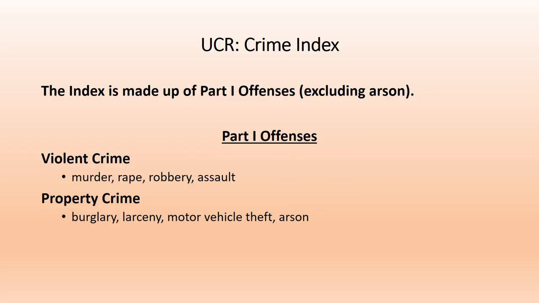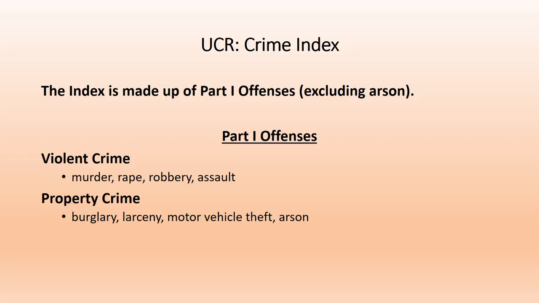UCR is made up of Part 1 offenses. This was true until later on, excluding arson, but arson was added later. The crime index is called Part 1 offenses. We have two categories that make up the UCR. The first one is the violent crime category, and the second one is the property crime category. You will have to know these eight offenses that make up the Part 1 offenses.